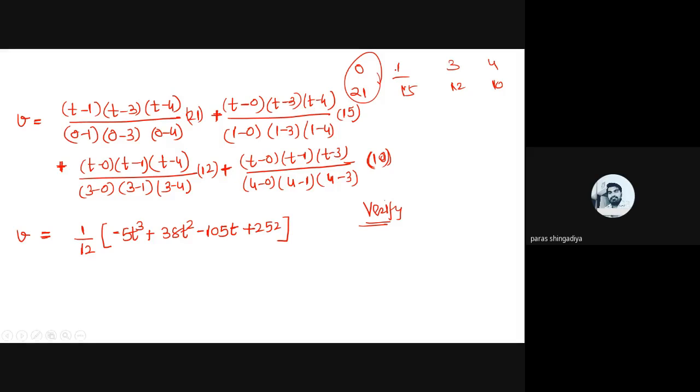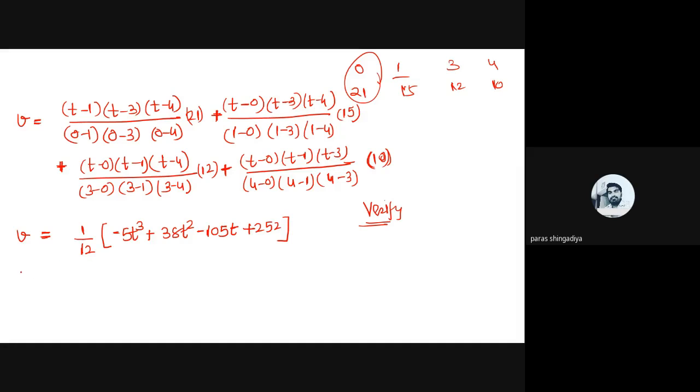And you can check it for 1 also. Replace 1 there, t is equal to 1 second, and you will get output 15. For 3 you will get output 12, and for 4 you will get output 14. But here we require the distance: how much distance is traveled in 4 seconds? So how can we predict the distance from the velocity?